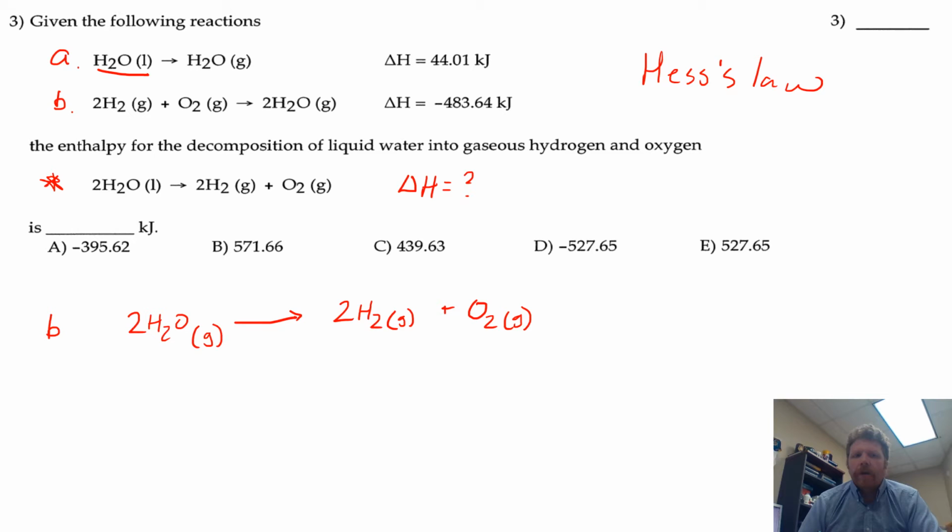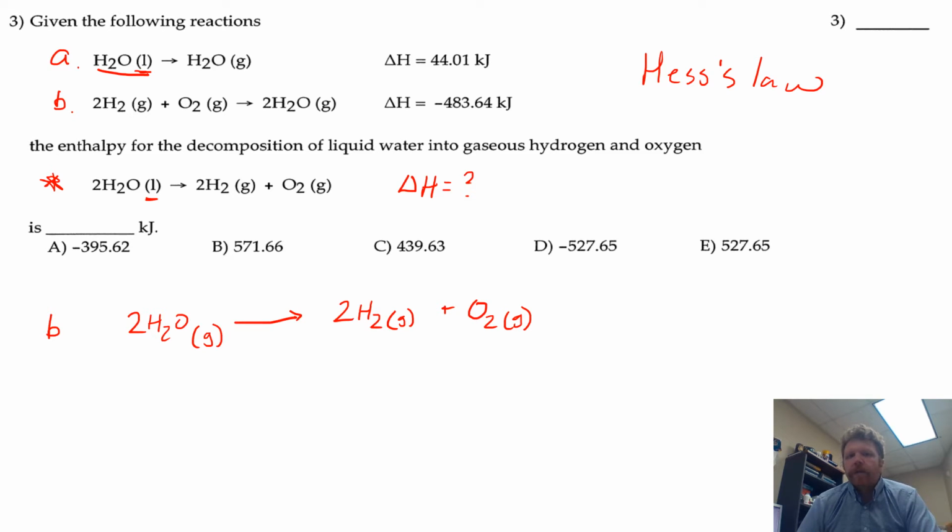In reaction A, we have H2O liquid. We have H2O liquid in our overall reaction. Do we have H2O liquid anywhere else in either of these reactions? No, we do not. So reaction A, we're not going to flip or do anything to at this point in time.